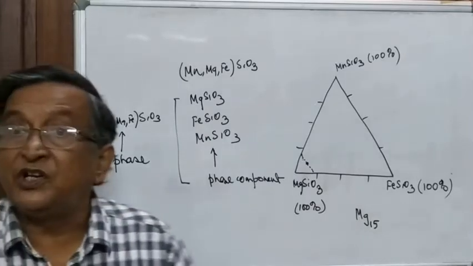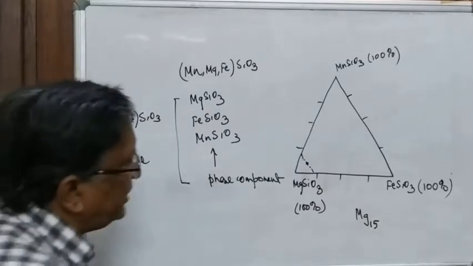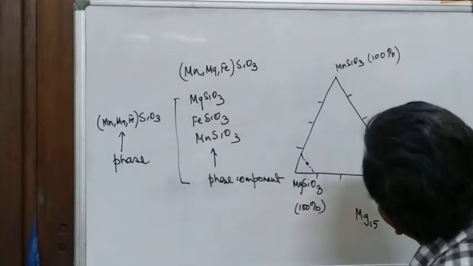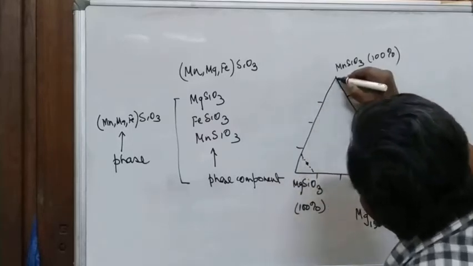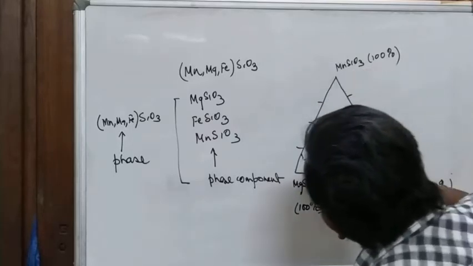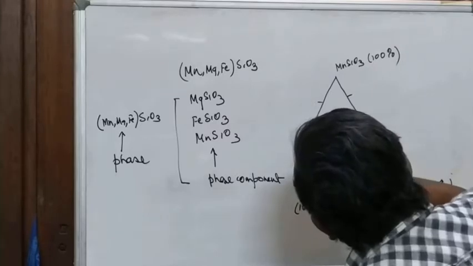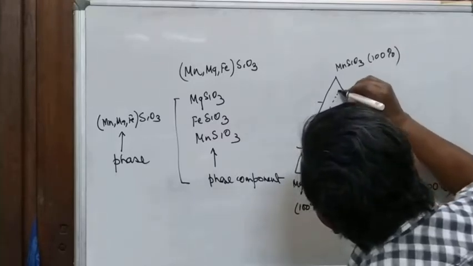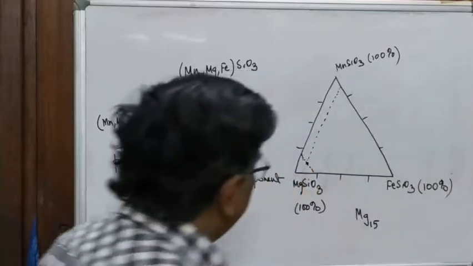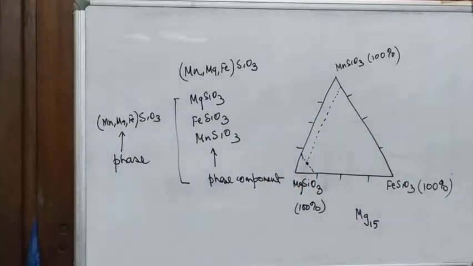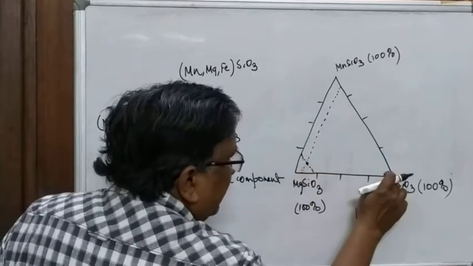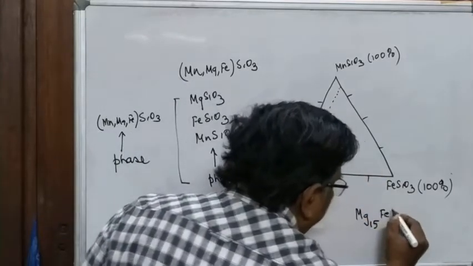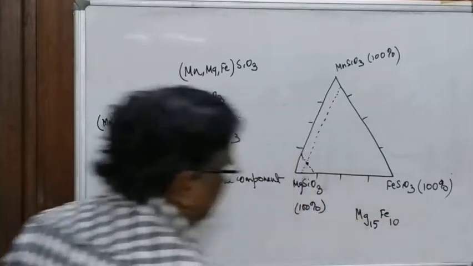Now I want to find out what is Fe. So what do I do? FeSiO3, you can see here, this is FeSiO3. So this is the line where FeSiO3 is 0%. So I draw a line parallel to this. If I do this, then you can see this line, which essentially gives you the amount of FeSiO3. So FeSiO3 is possibly 10.